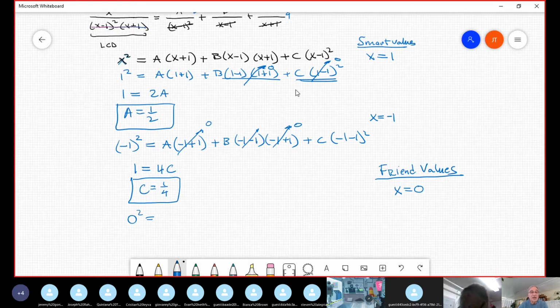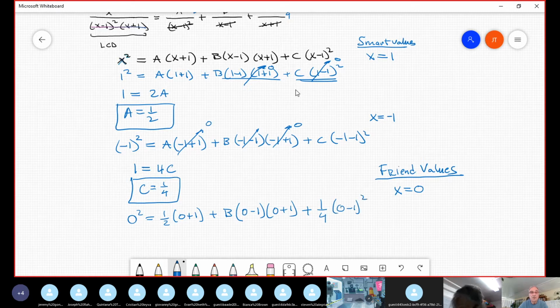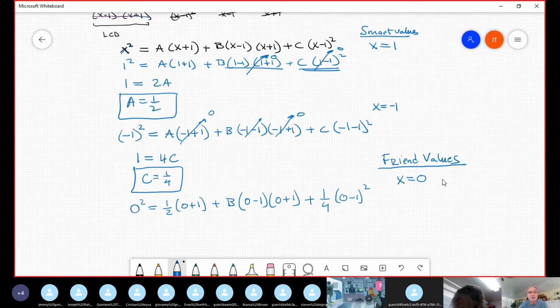So 0 squared is equal to, but I know that a is 1/2. Look, I replace. I know in the previous step that a is 1/2, times (0 plus 1), plus b, I have no idea who b is, times (0 minus 1)(0 plus 1), plus c, but c is 1 over 4, 1/4, times (0 minus 1) squared. Okay, the only unknown that we have in this equation is b. And that's it. Let me try.